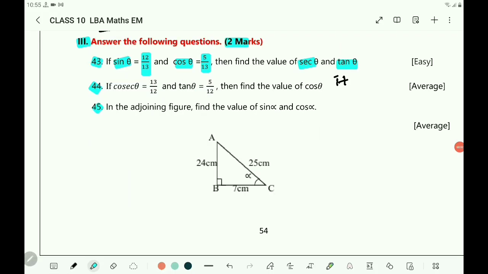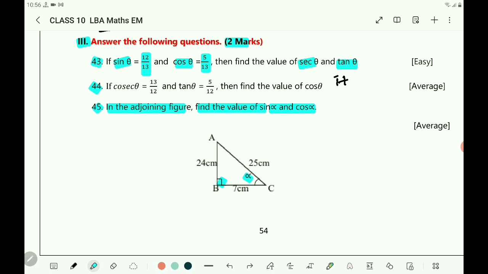Question number 45. In the adjoining figure, find the value of sin alpha and cos alpha. Here all the three side measurements are given. Triangle ABC is a right angle triangle. Angle B is 90 degrees and AC is the hypotenuse. And for alpha, AB is the opposite side and BC is the adjacent side.